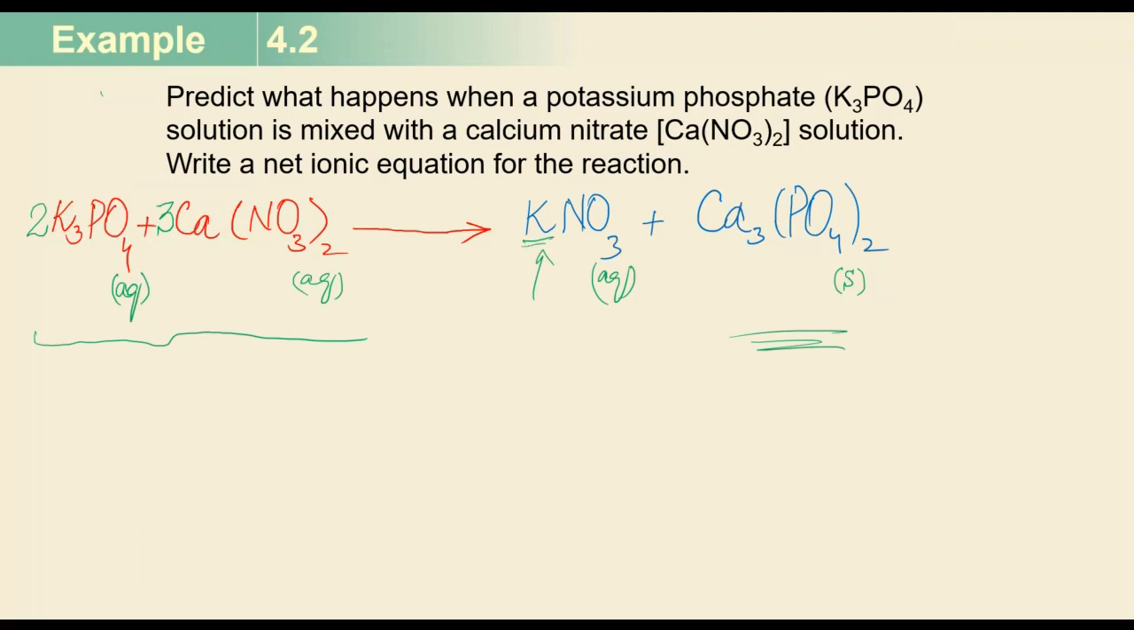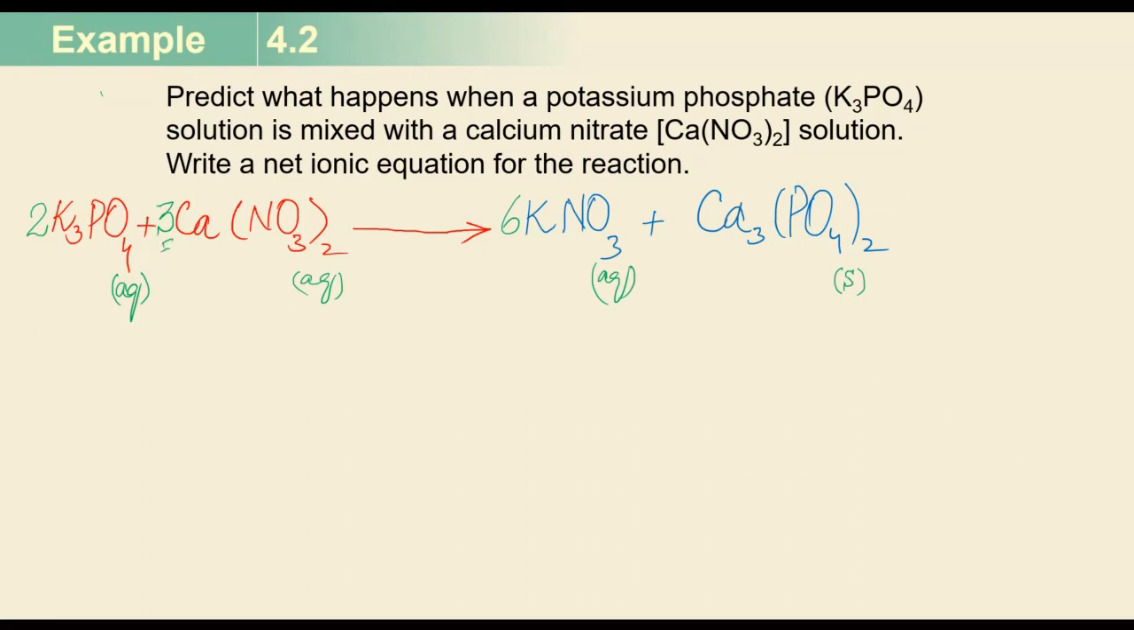How many K here? 1. How many K here? 6. Multiply this K with 6. Your equation is balanced. So you see how easy it is. Start from the insoluble compound and balance all of the left side with this. After balancing the left side, you have only one compound left, and balance this one. And if you see NO3, it is automatically balanced.